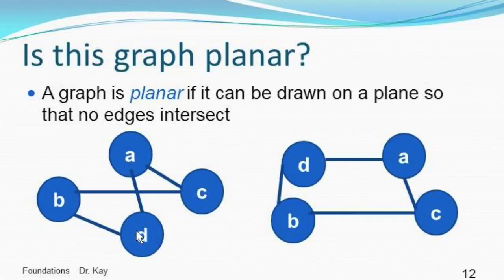There's an edge between A and D and A and C, and here I've got an AD and AC. B is adjacent to C and D, C is adjacent to A and B, and of course D is adjacent to A and B. So these are the same graph. So this graph can be drawn on a plane so that no edges intersect, and therefore we say that this graph, no matter how we draw it, is considered planar.